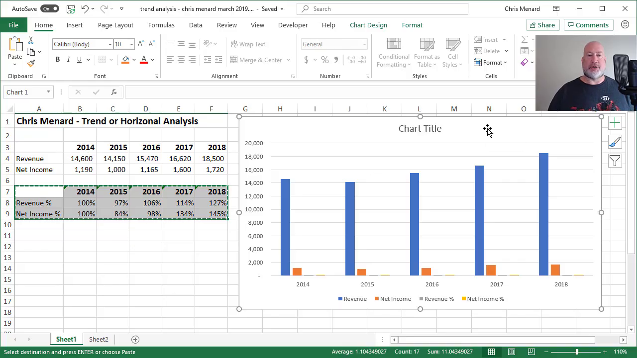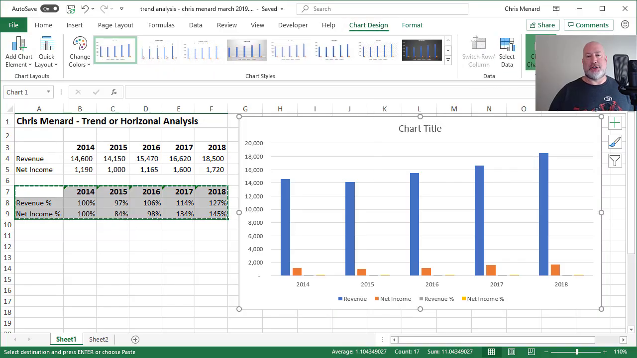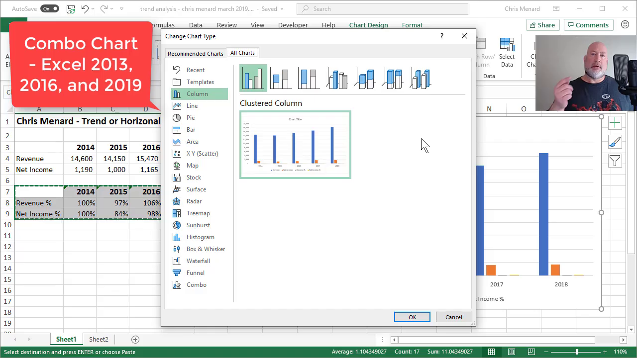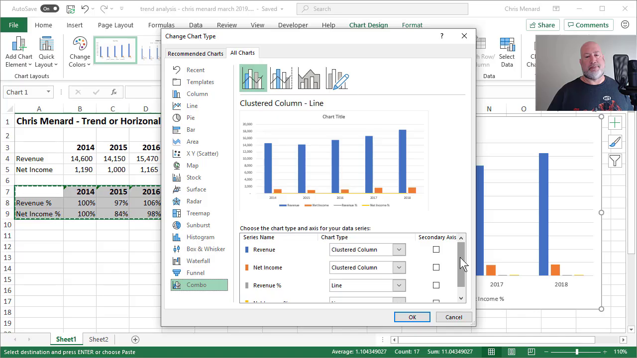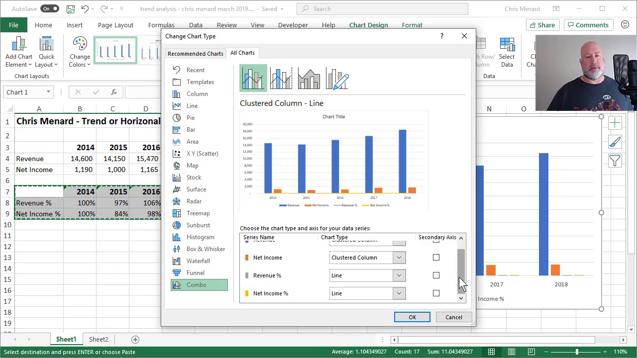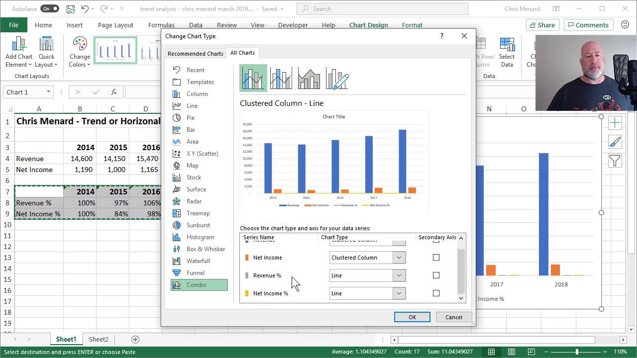So whenever you have numbers too far apart, chart design at the top, change chart type, Excel 2013, Excel 2016, Excel 2019, you have a combo chart at the bottom. Revenue is 1, net income is 2. Clustered column is perfect. Revenue percentage is 3, net income, so it has everything in there. Line is perfect, but I need to show the secondary axis.